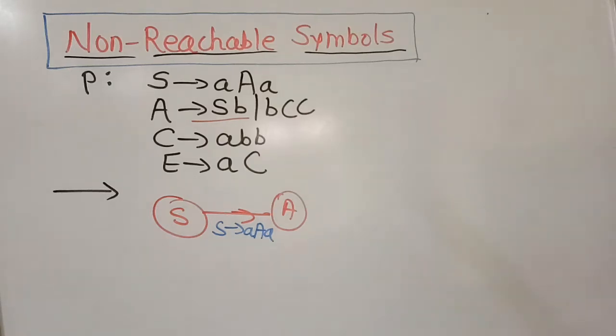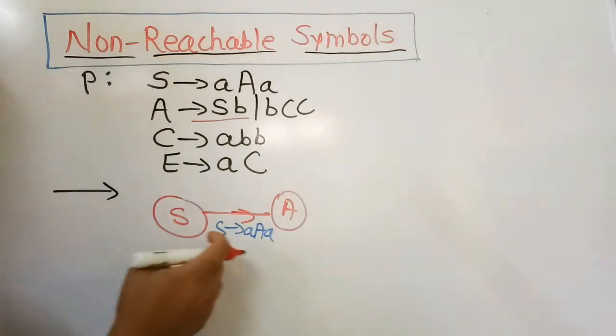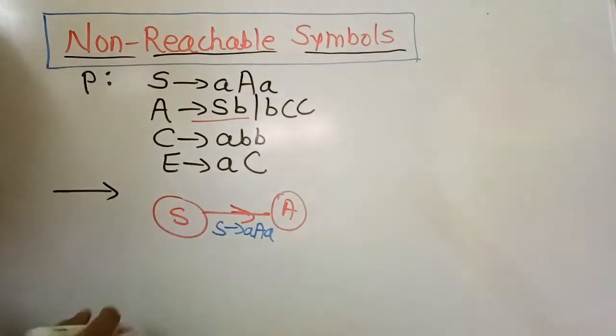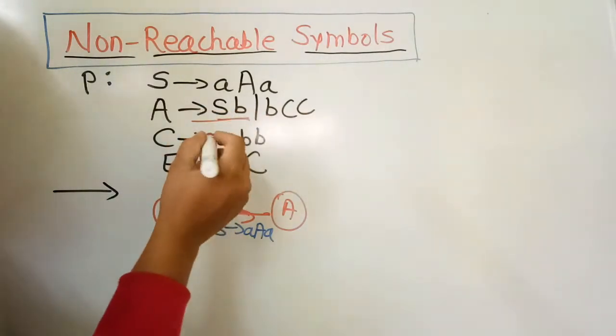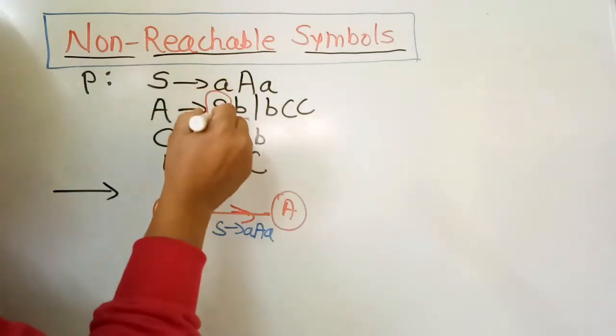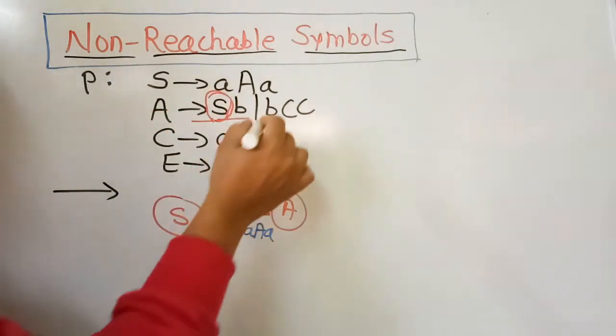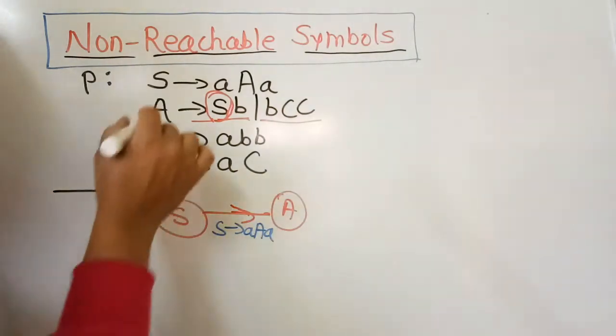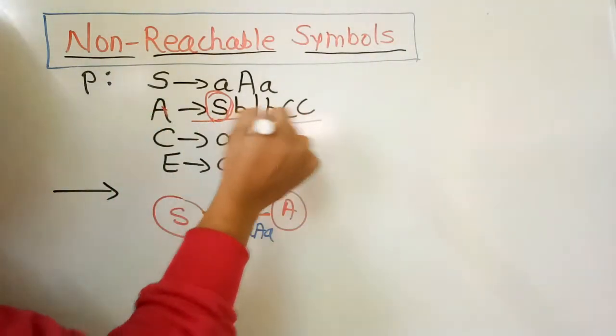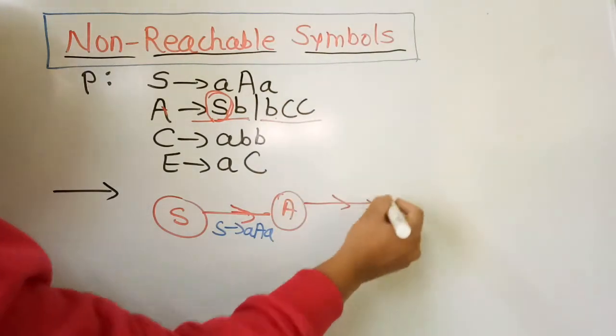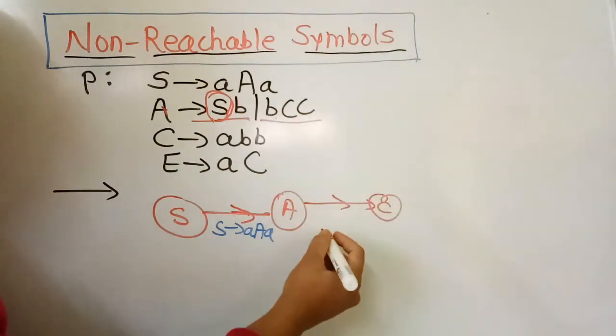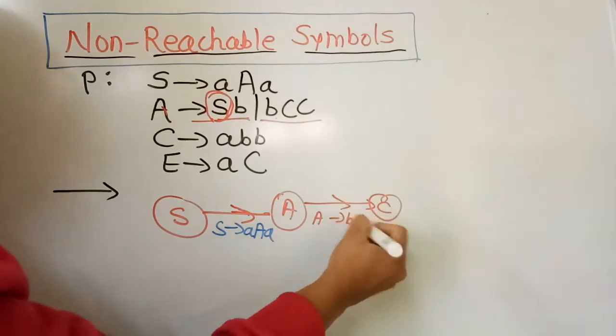Continuing the same topic further, we will draw the dependency graph for finding the non-reachable symbol. We have listed S gives A, which means S is dependent on A for this production. Then we have the production A gives SP, but it is not a dependency part. But we will take another, that is BCC, which means for this production A is dependent on C. So it is nothing but C, that is A gives BCC.